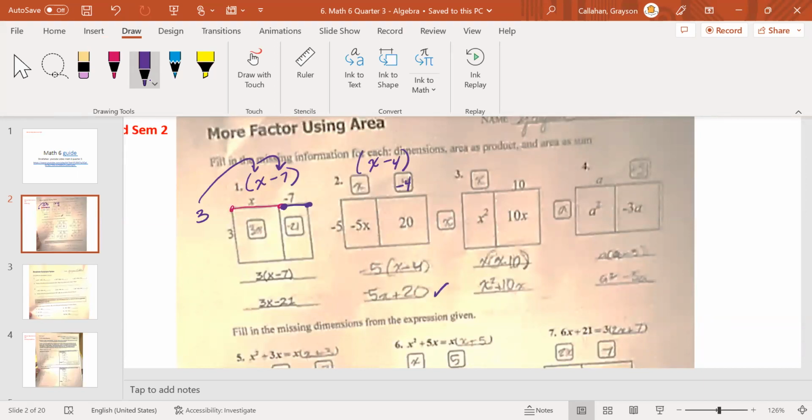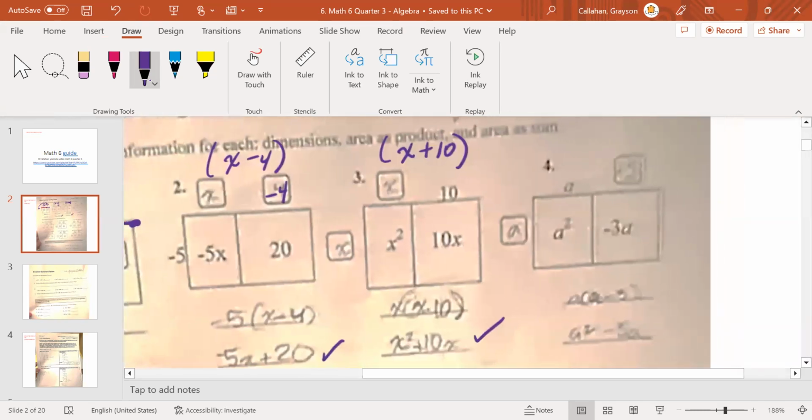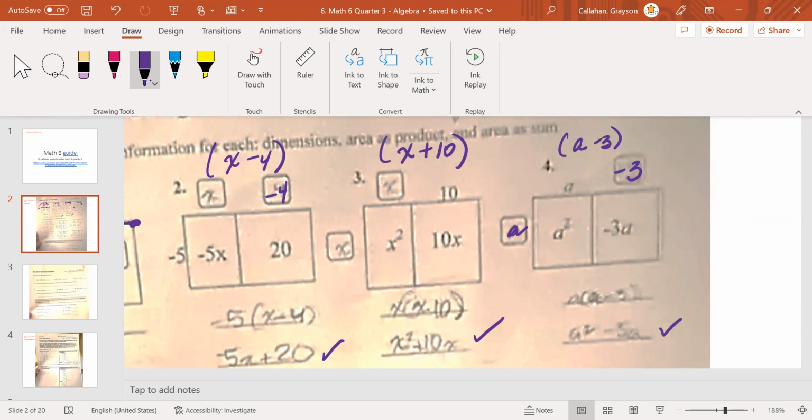Good job. Here, x and x equals x squared. X times 10 is 10x. So on top, x plus 10, distributed, x squared plus 10x. Perfect. All right. So for number 4, a times a is a squared. A times -3 is -3a. So here you have a minus 3. A squared minus 3a. That's good.